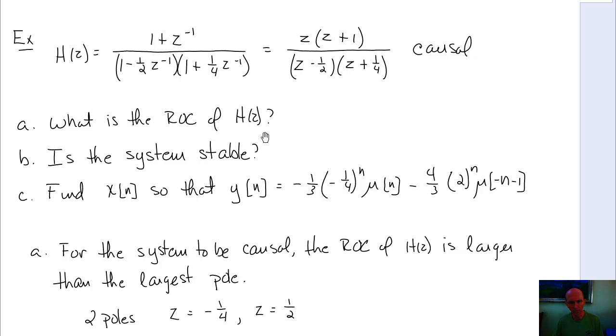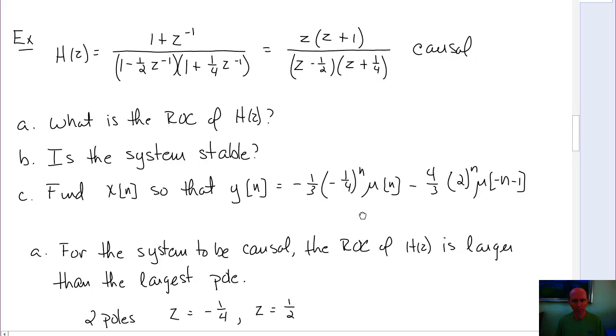What is the region of convergence? Is the system stable? And find x(n) so that y(n) equals this term here. Now, in a lot of cases, we know the system, they give us the input, and we find the output. This is backwards, right? Here they give us the output that we want, find the input.